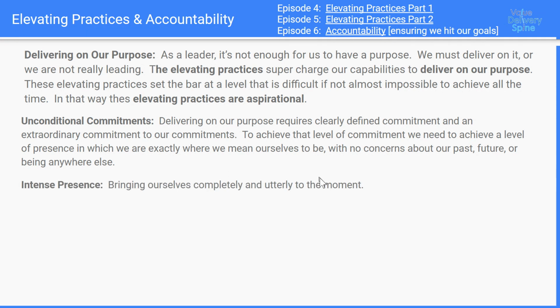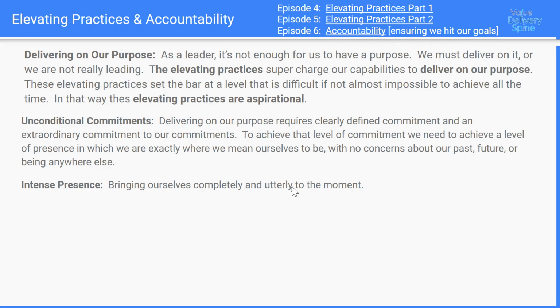Intense presence. This means focusing completely on the moment that you're in, giving everything that you have to that moment, so that everything else falls away, past, future, etc. And you're giving yourself completely to that moment, so that you can move forward anything that you were focused on and moving in that moment.